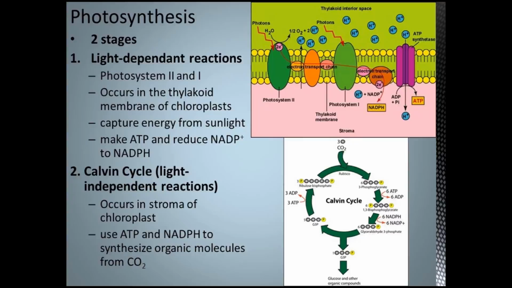This reaction takes place in the thylakoid membranes of the chloroplast. The photosynthetic pigments absorb the light energy and convert it into chemical energy. The chemical energy is ATP and another one is NADPH2. These are what the light energy is converted into.